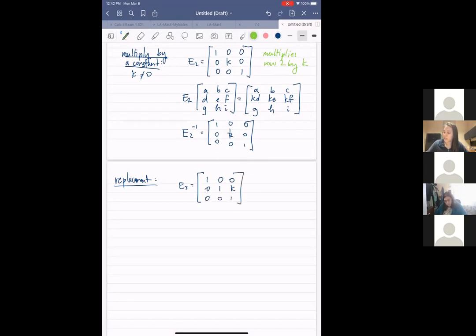So what this does is it replaces row 2 with row 2 plus k times row 3. Obviously these are just specific examples, but you can use this sort of setup to get any possible example of an elementary row operation, right? And so we can see what this does to our matrix.